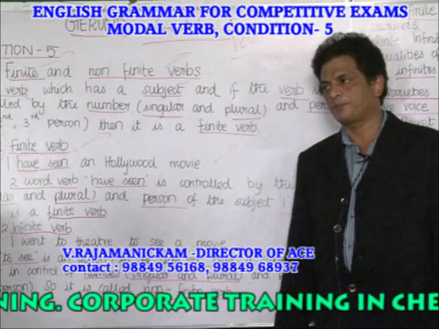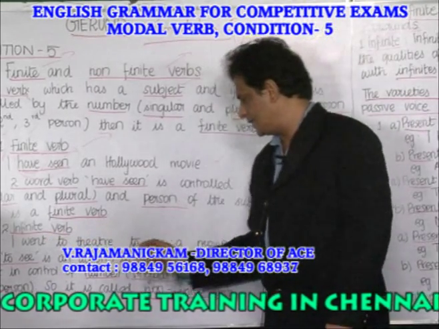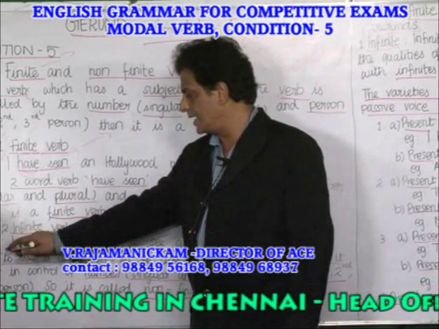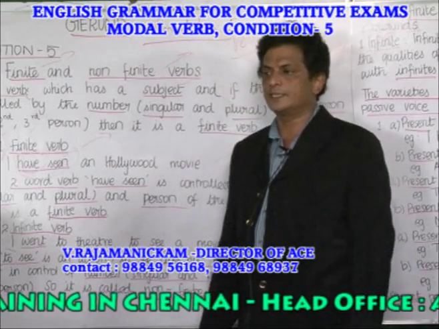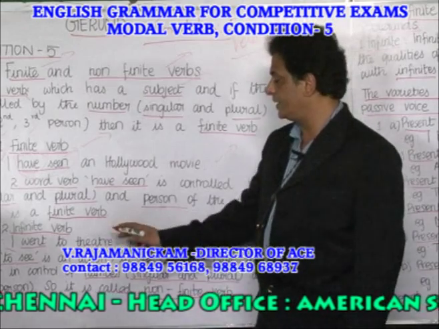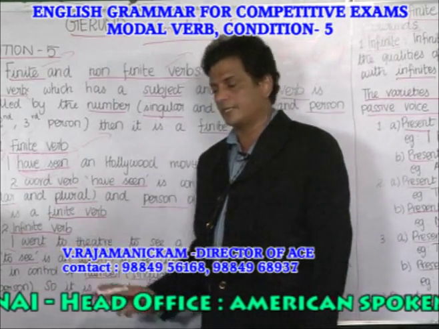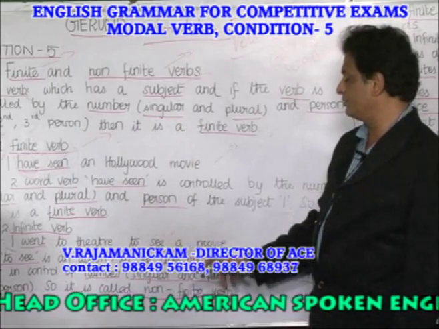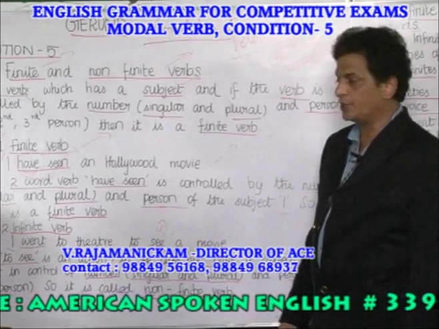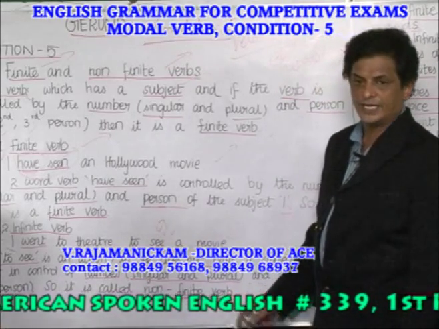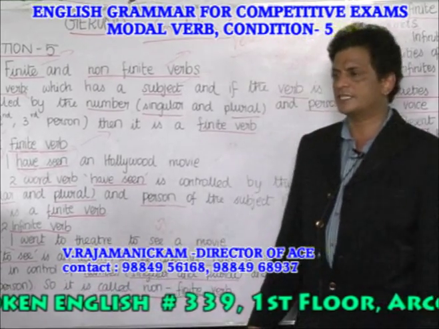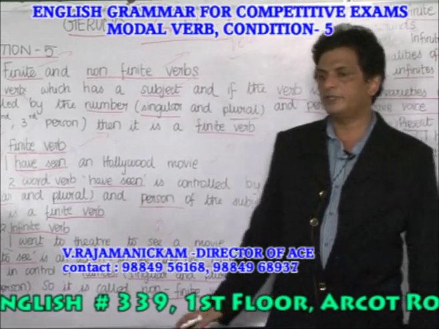Able to understand? See here, I went to theatre to see a movie. So went is the verb. This verb is controlled by I. I is the subject. Who went? I went. So I is singular or plural? Singular. So subject is there, verb is there. But after that you see what is given? To see a movie. To see, even though it is an action, is not controlled by subject. So it is called non-finite. Even though the form is infinitive, it is in non-finite structure. Got it, sir? Finite verb and non-finite verb.